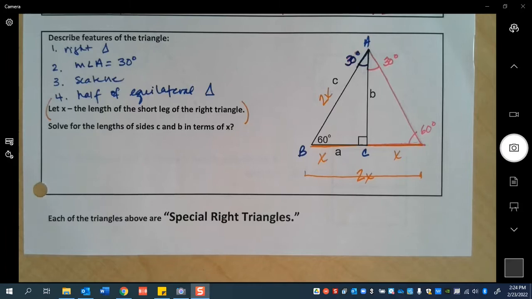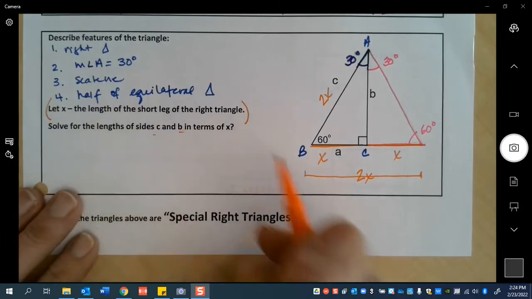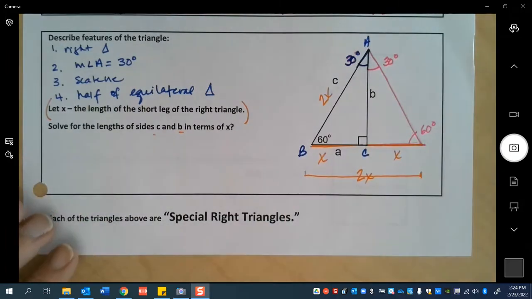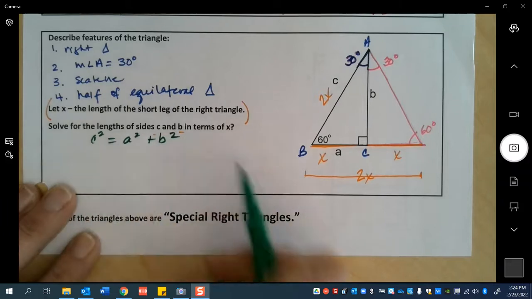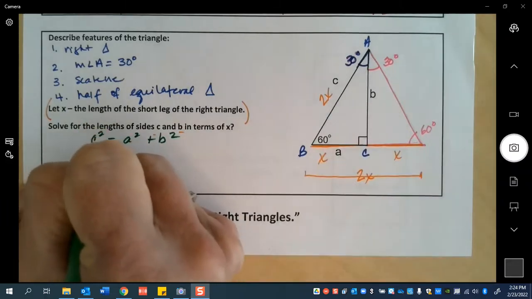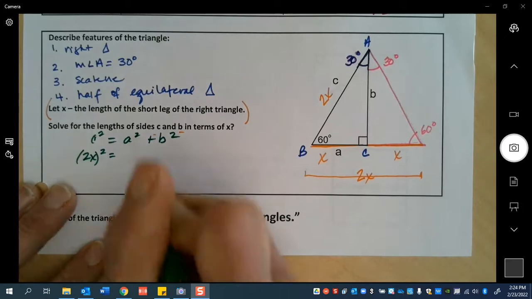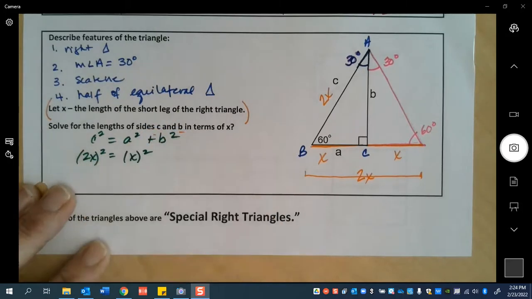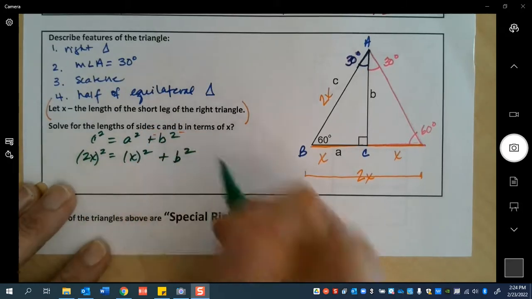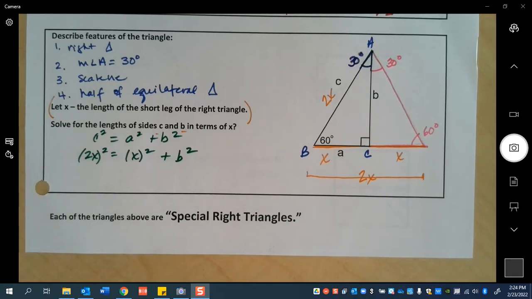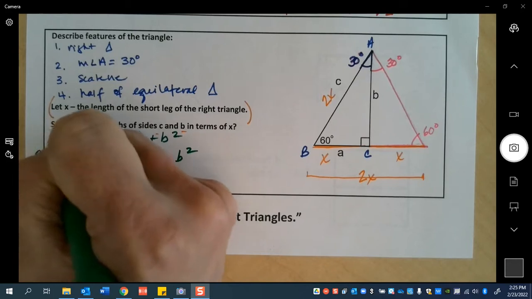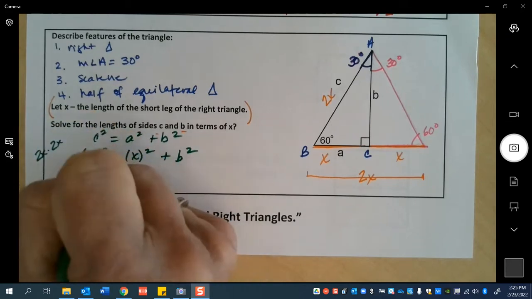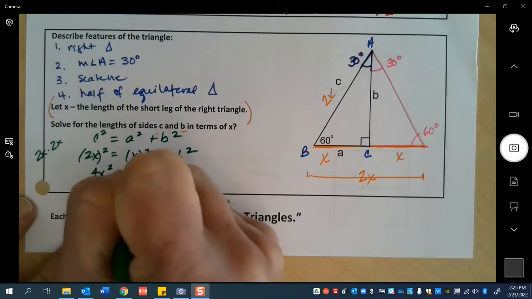So now it's telling me to solve for the length of sides C and B in terms of x. I got C, no problem. So I'm going to go back to my Pythagorean theorem. C squared is equal to A squared plus B squared. I know C is 2x. I know A has a value of x. And B is the one that I don't know this time. So 2x times 2x is equal to 4x squared.